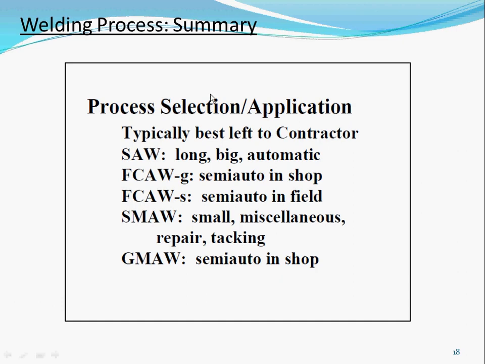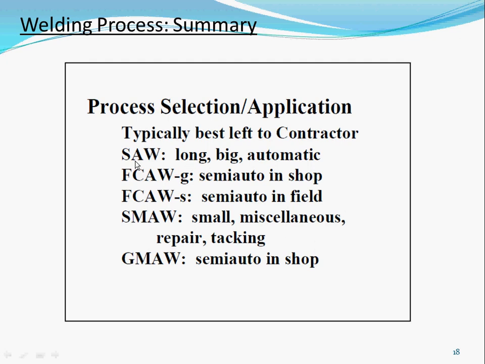Okay, so these are some of the summary; typically this is left to the contractor. We don't tell them what process to use as an engineer. But sometimes we need to know if we're calculating the strength of their weld. This is the capacity we get for this procedure. If we are using a capacity that's not typical and we want a specific procedure, then we need to indicate it on the drawings: this procedure needs to be used.